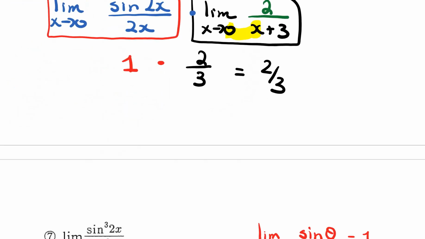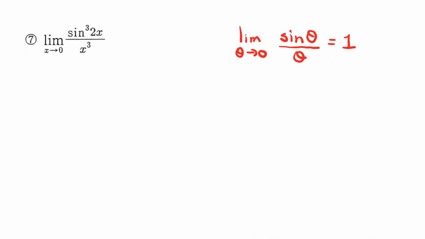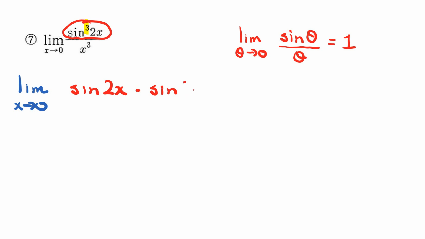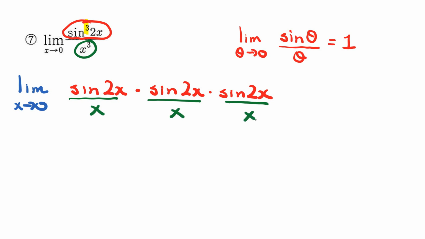Okay, let's move on to the last 3 questions here. Now we have these cubic functions. So the limit as x goes to 0. If you expand the numerator, that's the same thing as sine 2x times sine 2x times sine 2x. And then we have 3 x's on the denominator. x cubed means x times x times x.